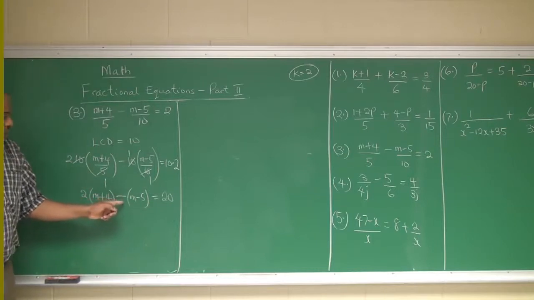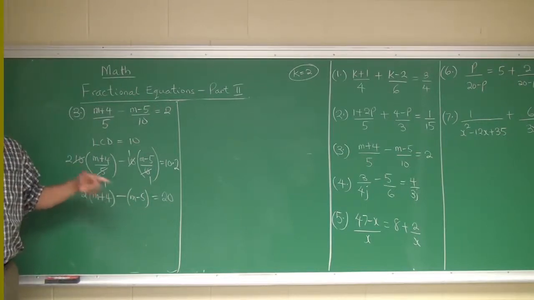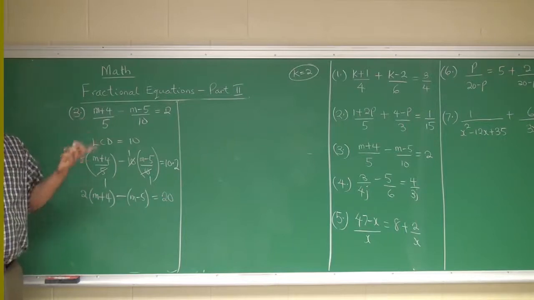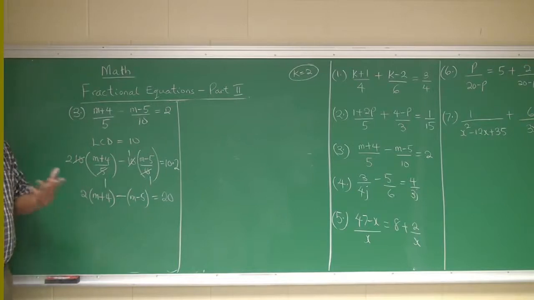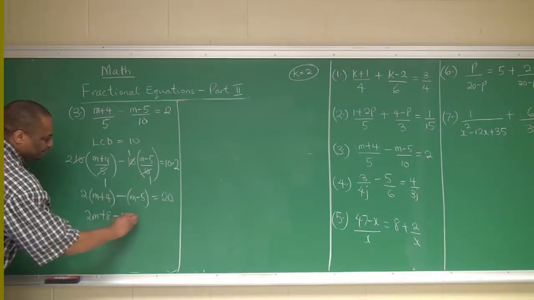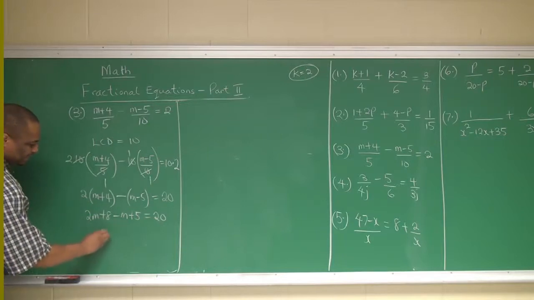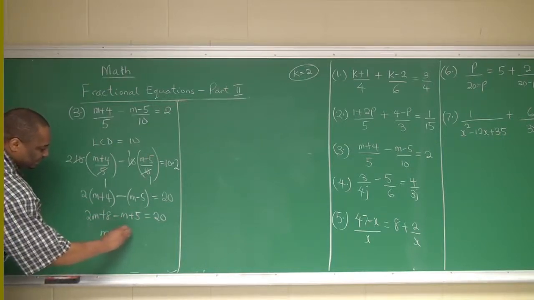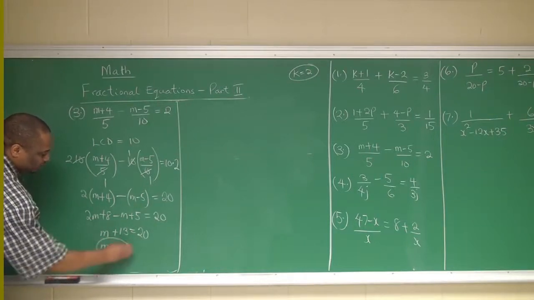Now this means what? You don't see any number here, right? But that means 1, okay? That means 1. So we still distribute. I hope you remember your distributive property. This gives us 2m + 8 − m + 5 equal to 20. 2m − m is m, 8 + 5 is 13, equal to 20. So m will be 20 − 13, which is 7.